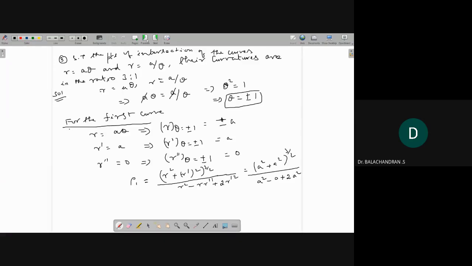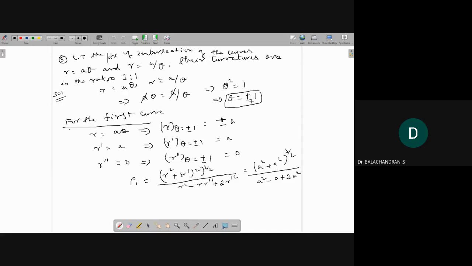Before that, it is given to show at the point of intersection of the curves. So we need to find the point of intersection. r equal to a theta, r equal to a by theta. From this, a theta equal to a by theta, because the left hand side is same, you can equate the right hand side. So a gets cancelled, theta square equal to 1, so theta equal to plus or minus 1. This is the intersection point.